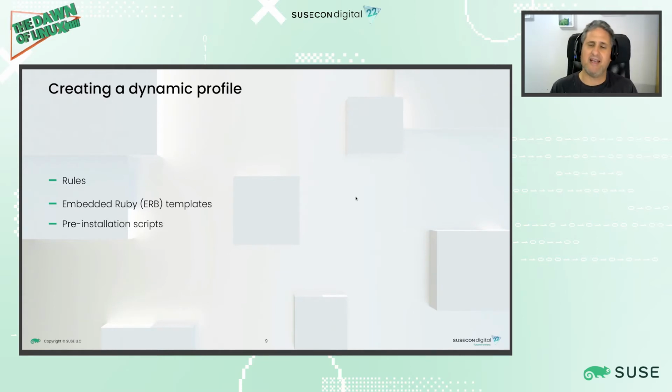You have three different mechanisms to create dynamic profiles. One of them is rules, which allows you to combine many XML files into a single profile. Another one is embedded Ruby, which is a fairly new feature we will talk about in a minute. But it basically allows you to embed Ruby code in your profile, so your profile is modified dynamically, somehow pre-processed. And you have, of course, the good old pre-installation scripts. You can use Shell, Ruby, or Python to modify the profile right before starting to install the system.